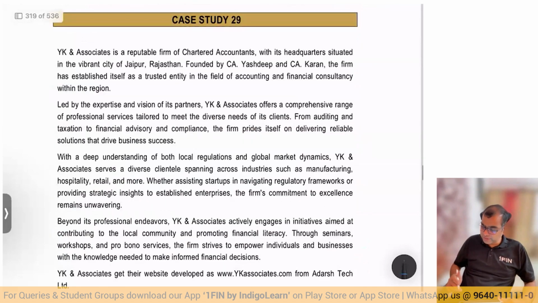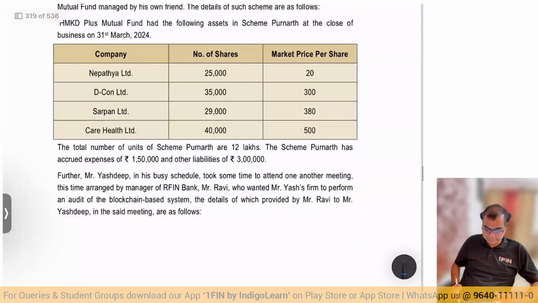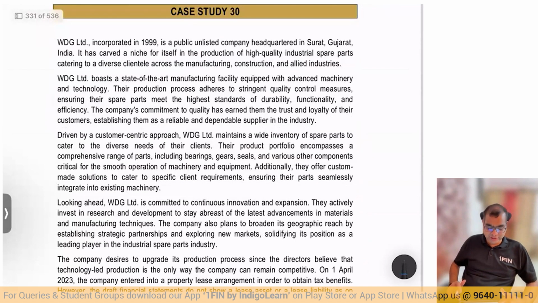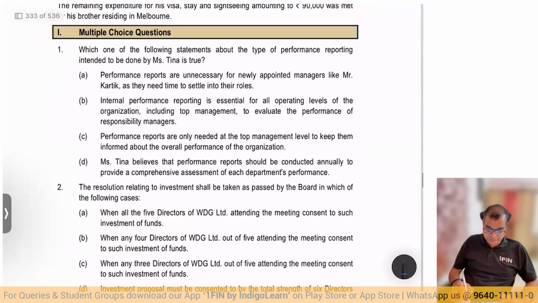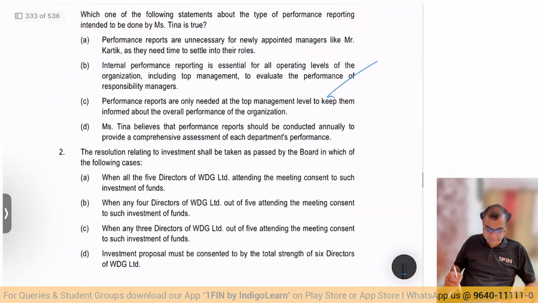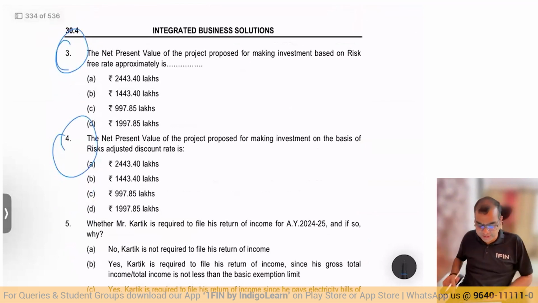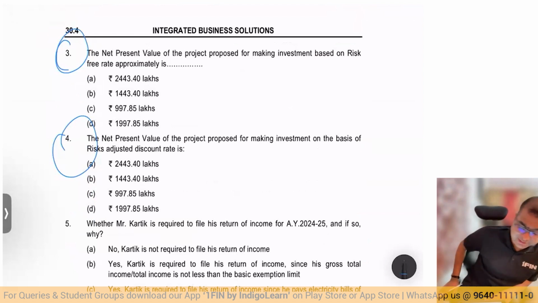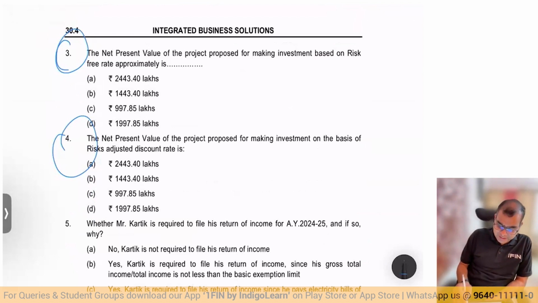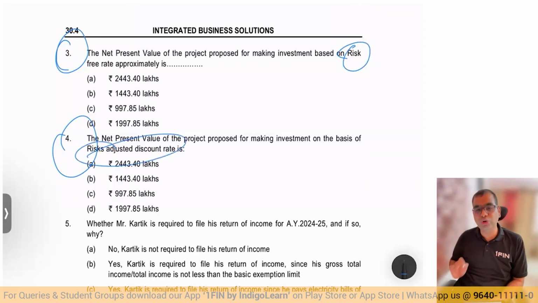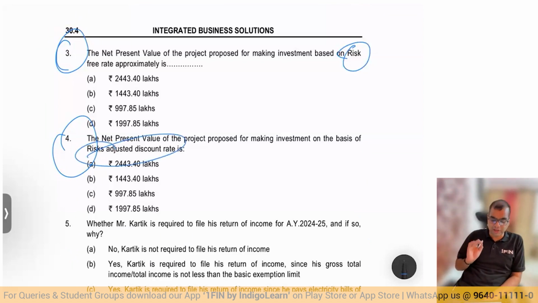Then let us move to next one. Next case is case number 30. Again, need not get into any of the case study details. We can directly get into the questions. What are the questions? Performance reporting, not relevant. Board, not relevant. Net present value of the project. What is the net present value of the project? So this is a good question. There are two, based on the risk-free rate and based on risk-adjusted discount rate. So based on two kinds of rates, what is the NPV of the project?